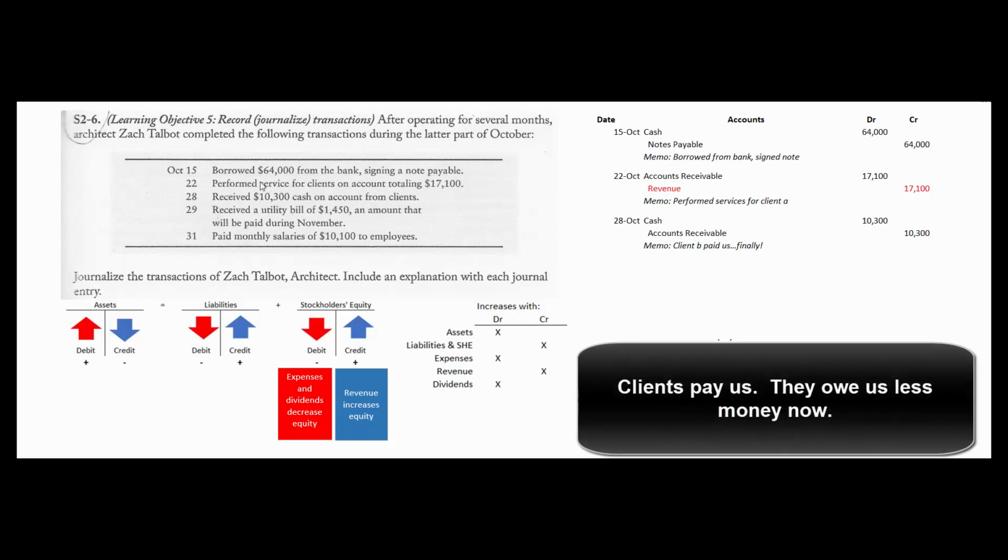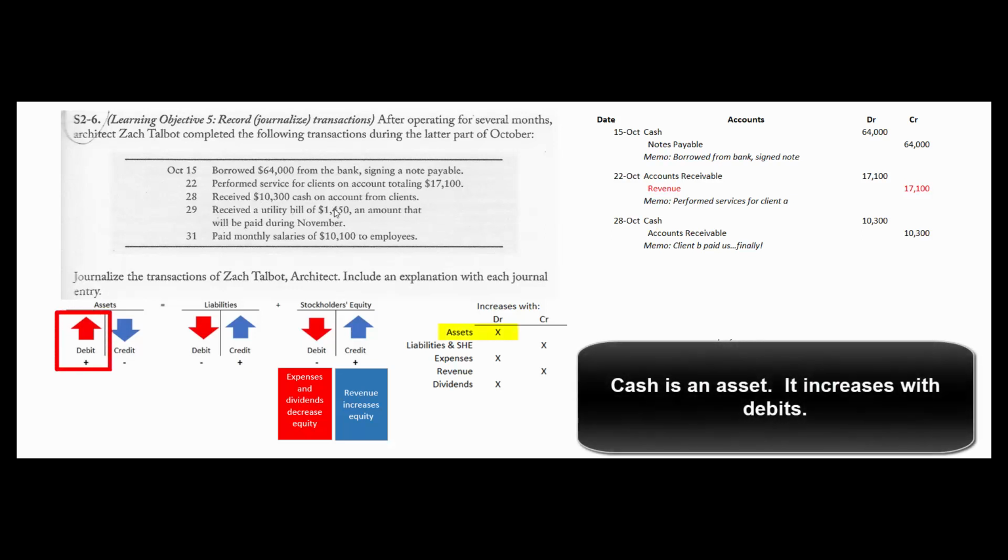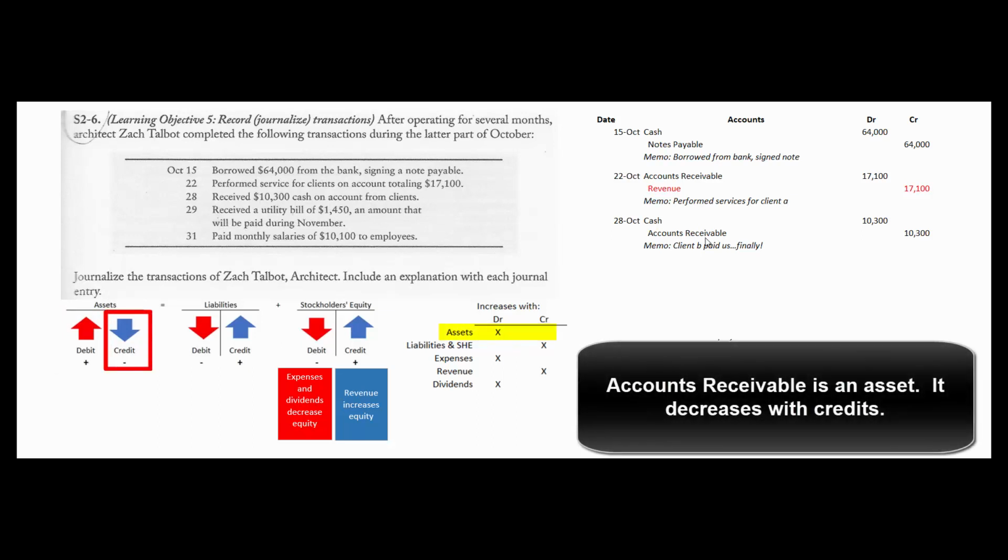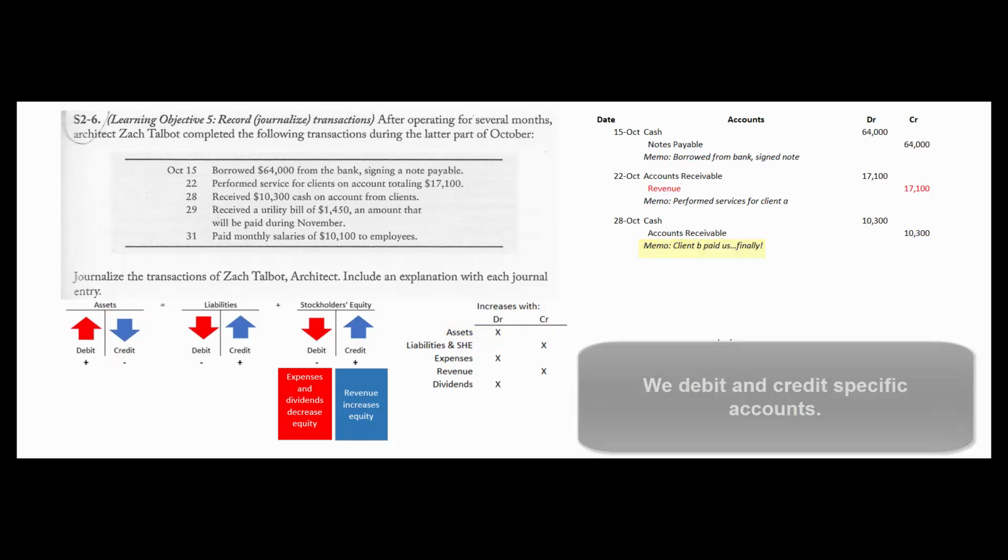Next transaction, on October 28th, we received cash from customers for whom we had done work previously. We received money on their accounts. We had sent them a bill, which we call an account receivable from our point of view, and now they're paying us back. What's happening to cash? Cash is an asset, assets increase with debits, and we're getting $10,300 of cash. Accounts receivable is an asset account, assets increase with debits and decrease with credits, so we decrease that account receivable on our books by $10,300. We write the date, the debit first, come down the line, indent a little, and write the credit. We don't debit and credit sentences, we debit and credit specific accounts, and if we want to write a sentence, we put it in the memo section.